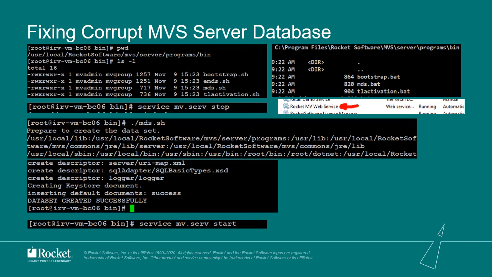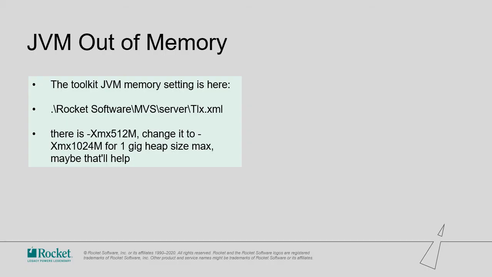Next, run the MDS script by either entering ./mds.sh in Linux or mds.bat in Windows. You'll see a dataset created successfully message when it's complete. Then start the toolkit server again in Windows Services or in Linux by typing service mv-serv start. Then go follow the web service import instructions previously demonstrated.